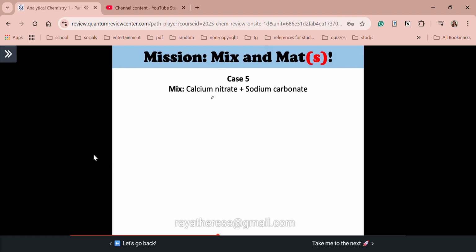Next, for case number 5, calcium nitrate and sodium carbonate. So, please pause for a while if you want to write the reaction on your own. So, calcium nitrate, Ca(NO3)2, sodium carbonate, Na2CO3. O, class, ano ang case na to? Uy, it's a match. You have calcium carbonate na white precipitate.